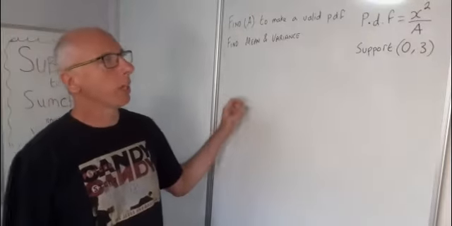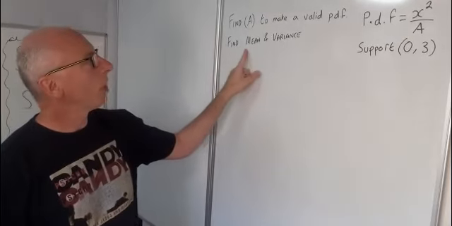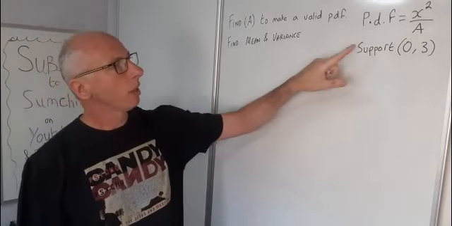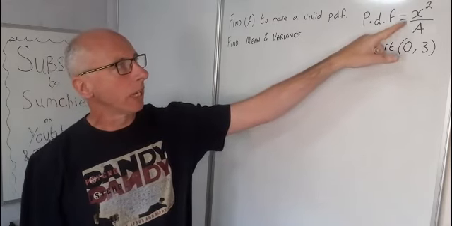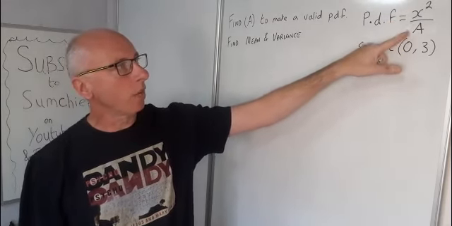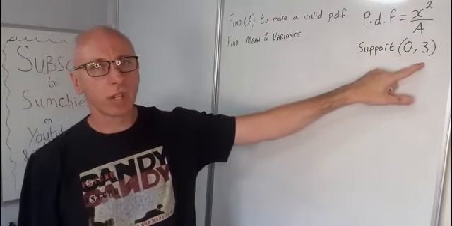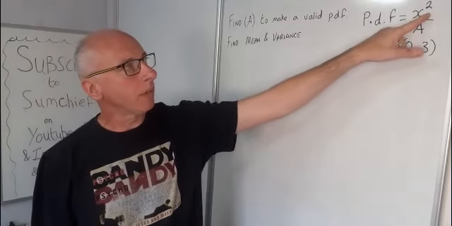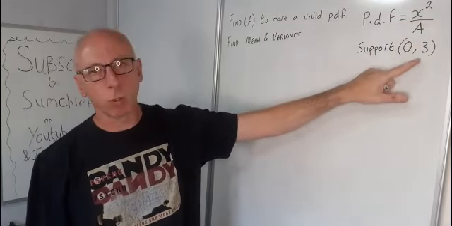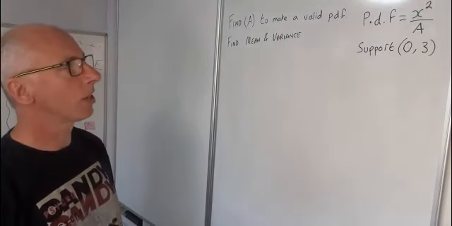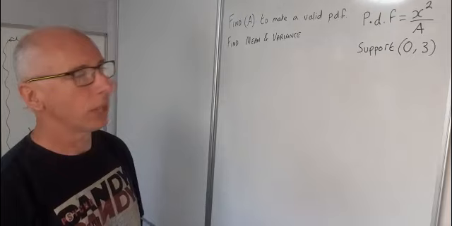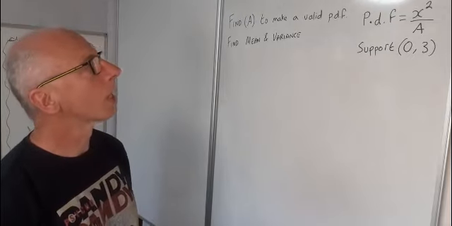Okay, so we've got a question here on statistics. We want to find the mean and variance with this PDF, this probability density function. We're given it as x squared over a over the support of 0 to 3. That means our random variable x is somewhere between 0 and 3, and this is a continuous function. So this is not a definite value for the x, it's continuous.